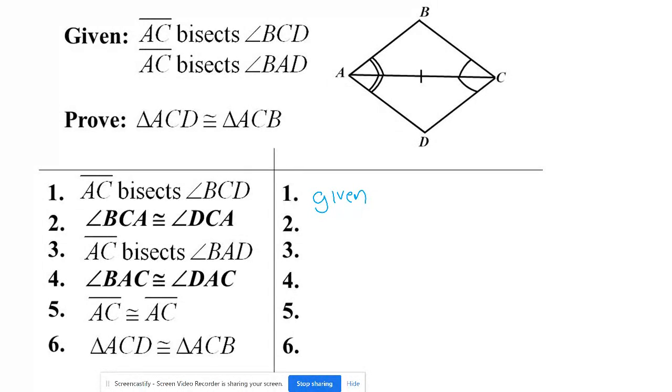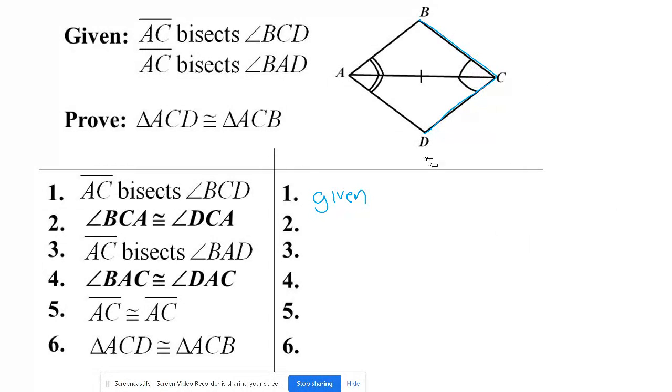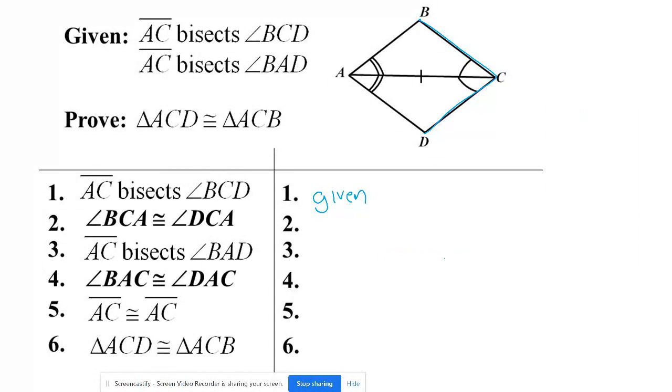But before we move on, I just want to make sure it's clear what that's talking about. Angle BCD is this big angle right here. And bisect, as you recall, means to cut something into 2 equal parts. So this angle BCD is cut in half by line segment AC, and what that means is that this angle has to be congruent to this angle. All right, that's actually our next step. It says BCA, that's this angle, is congruent to DCA, which is this angle.